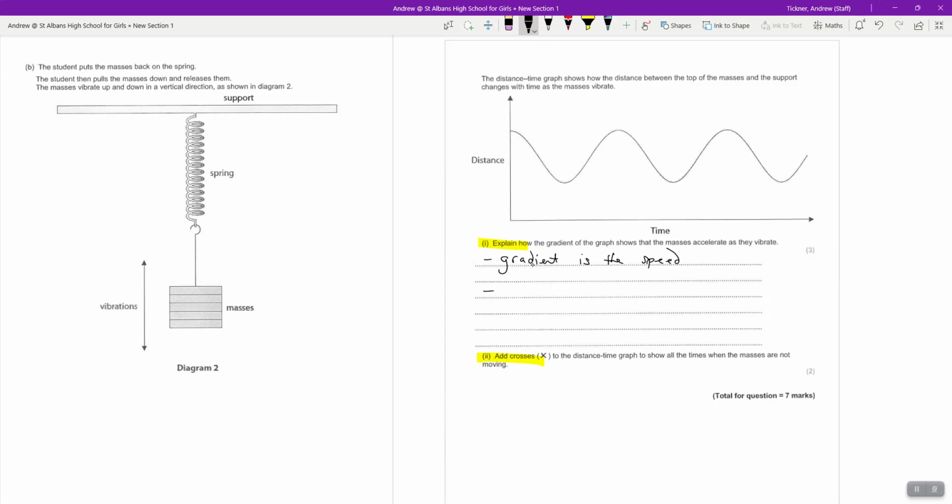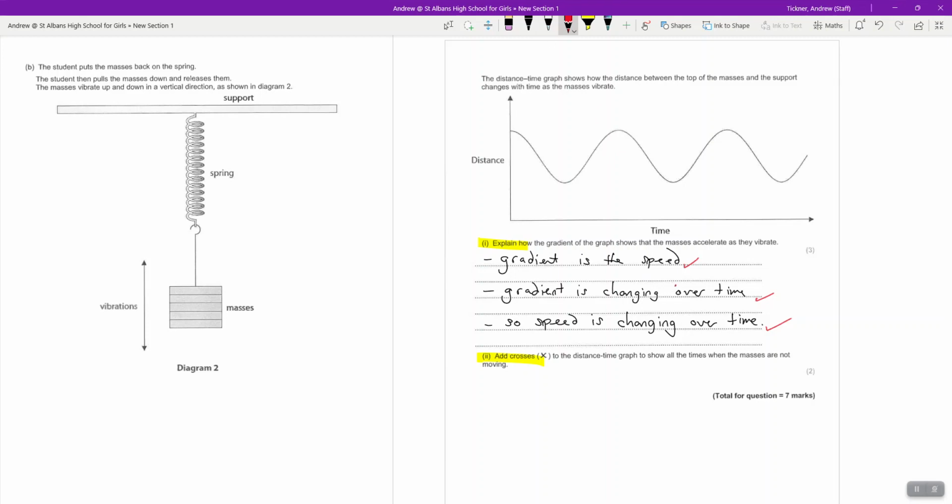Our gradient is changing. We're changing our gradient over time. So if the gradient is changing, therefore our speed is changing over time. And a change in speed over time is the definition of acceleration. So that's what it is. It's literally make that comment, and therefore make that comment.